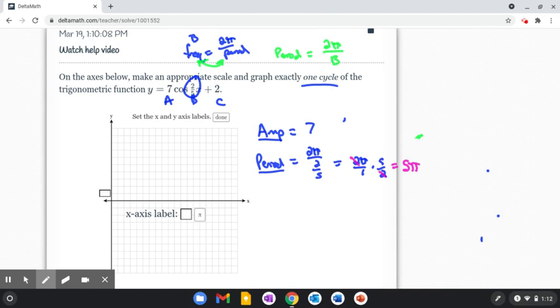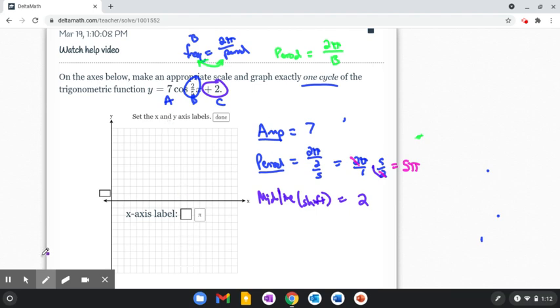All right, and the last thing we need is our shift, or you could say the midline. In other words, the vertical shift, and for that we look at the C. That's +2, so that's 2.